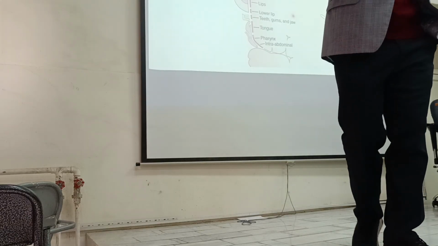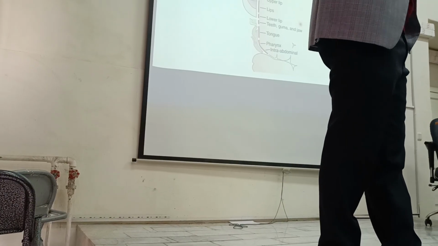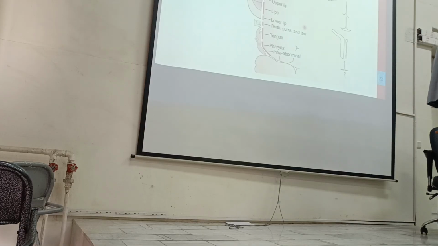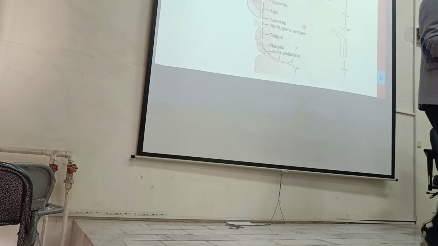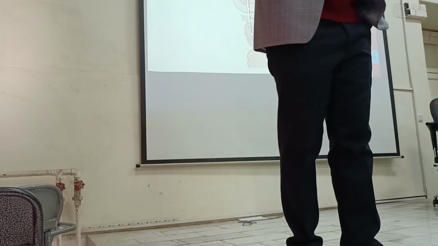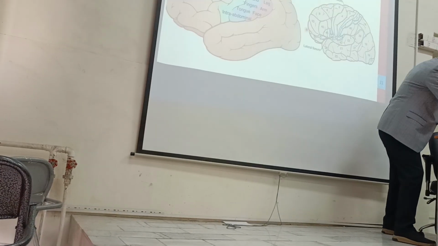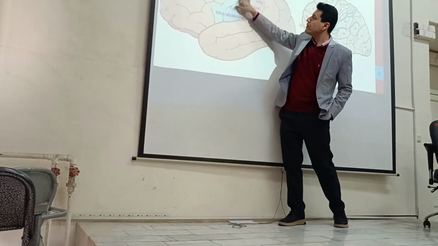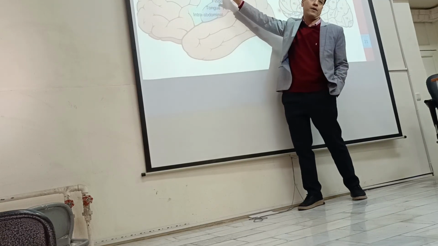Which of the following is not part of the somatosensory area 1? A, Brodmann area 1. B, Brodmann area 2. C, Brodmann area 3. D, Brodmann area 4. Area 4 is not part of the somatosensory area. Area 4 is here, but the somatosensory area includes Brodmann areas 1, 2, and 3.